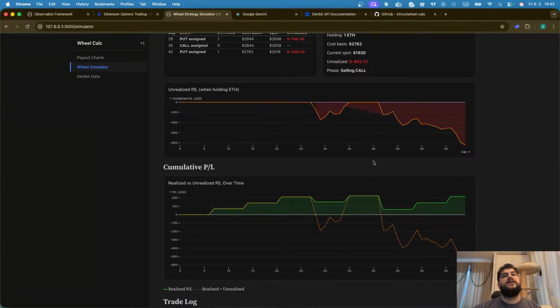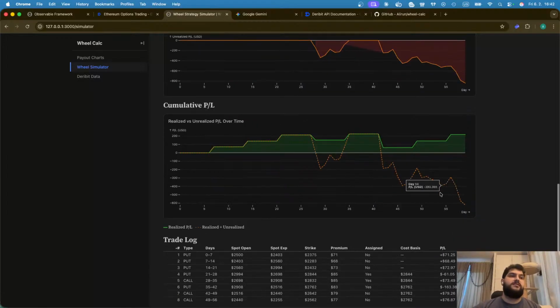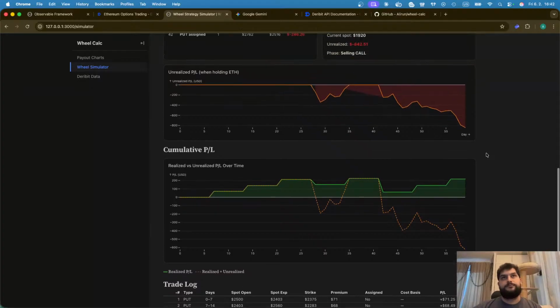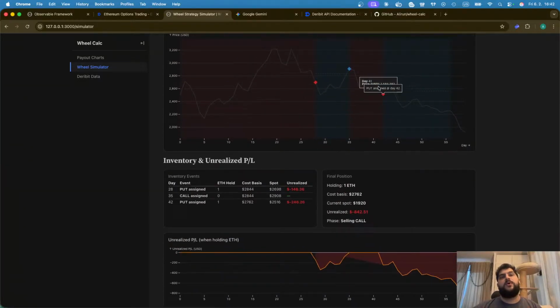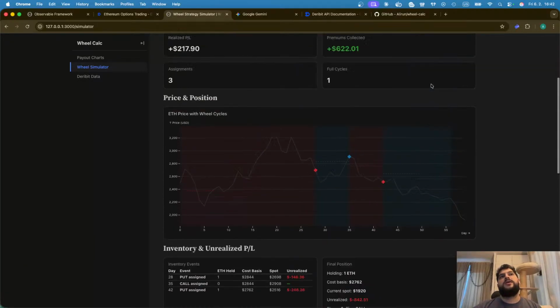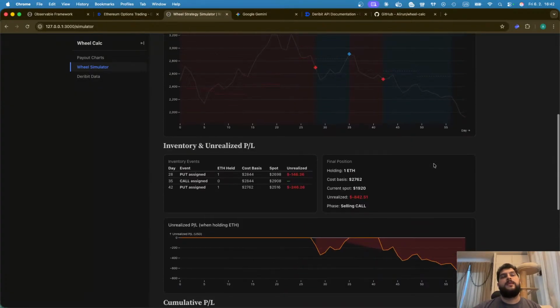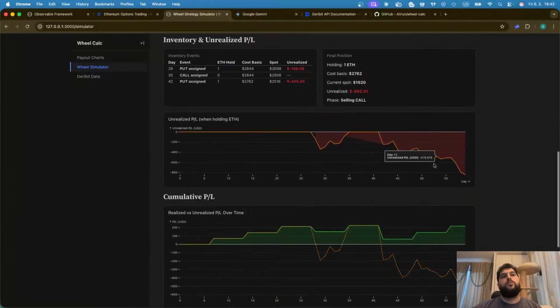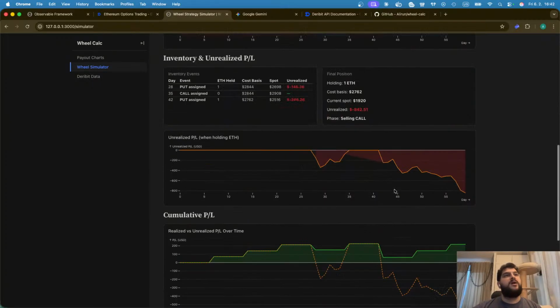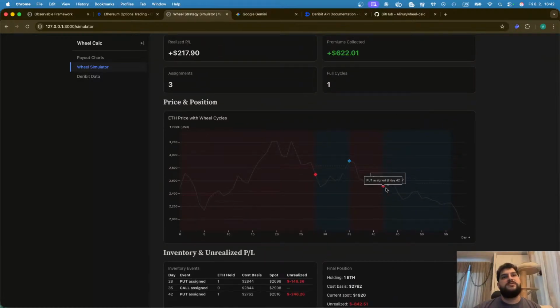Okay, so here at 60 days, the realized profit increases, but unrealized decreases, and total P&L decreases because we keep selling the calls. That's how we keep earning premiums, but at the same time we hold Ethereum now, right? Yeah, we got the put assignment, so we hold Ethereum now here, and it goes down in price.